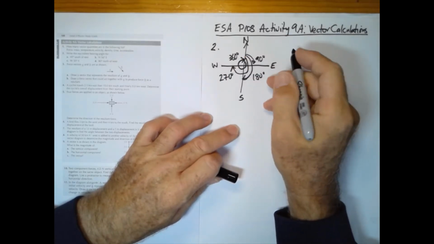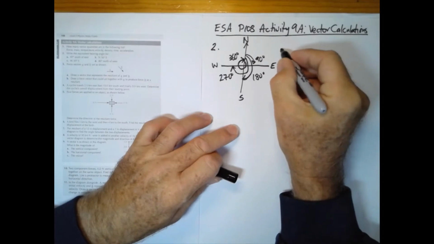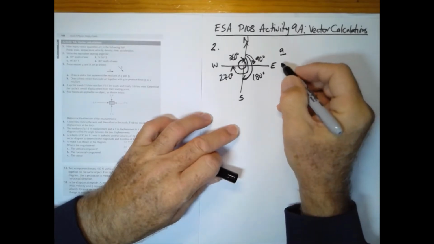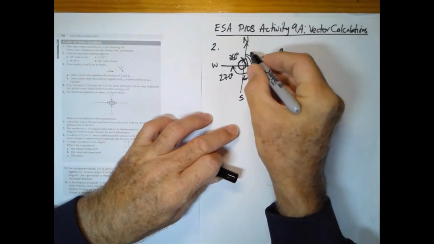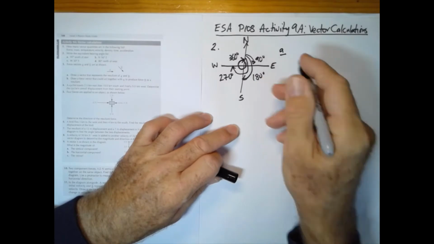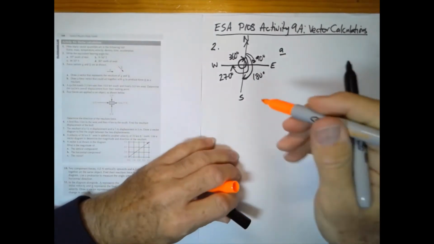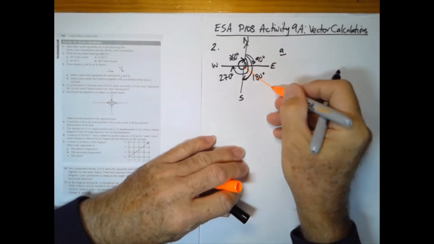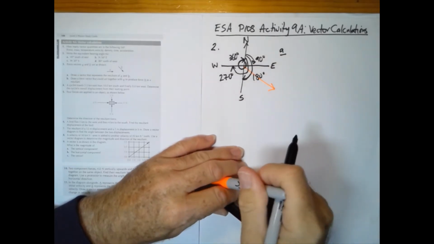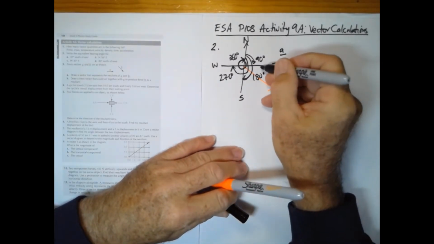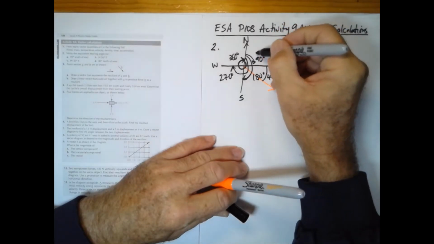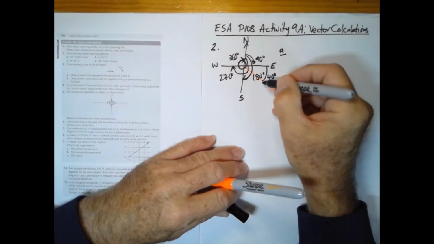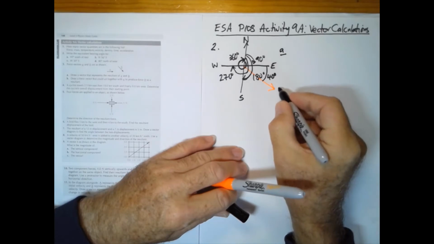So 2, part A, write the equivalent bearing for an angle 40 degrees south of east. So we've got east, that's 90 degrees, and we've got a line which is 40 degrees south of east, so that's about here. So what is the bearing? If this is 40 degrees here, the bearing must be 90 plus 40, which is 130 degrees.